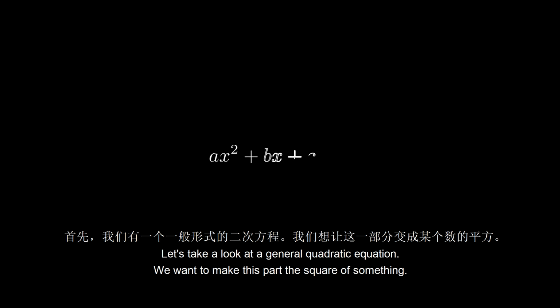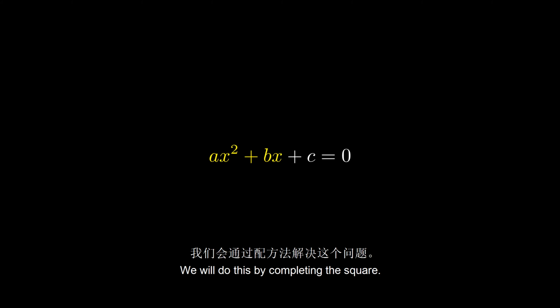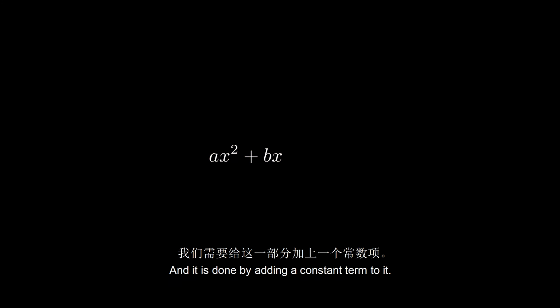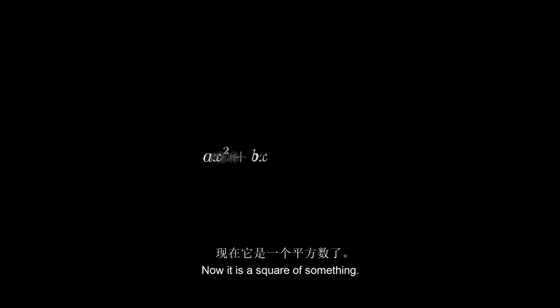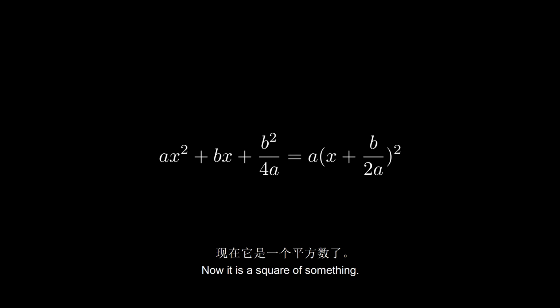Let's take a look at a general quadratic equation. We want to make this part the square of something, and we will do this by completing the square. And it is done by adding a constant term to it. Now, it is a square of something.